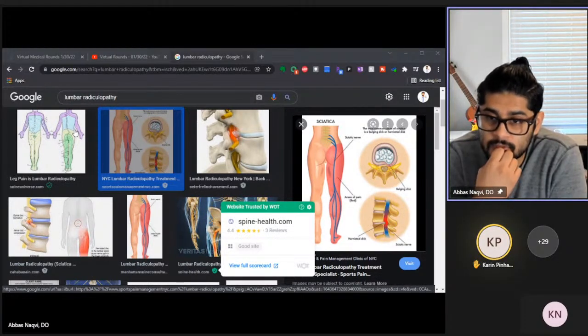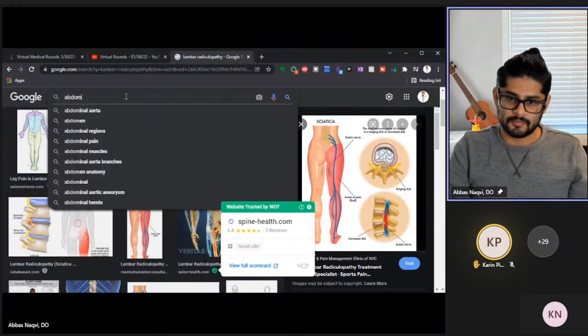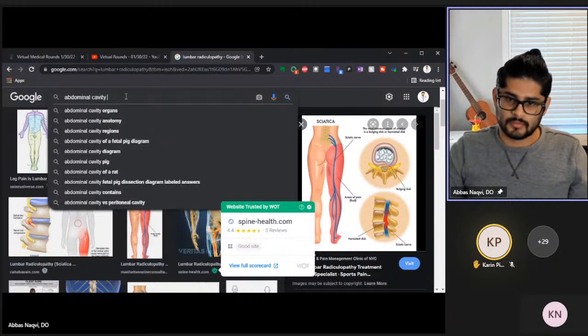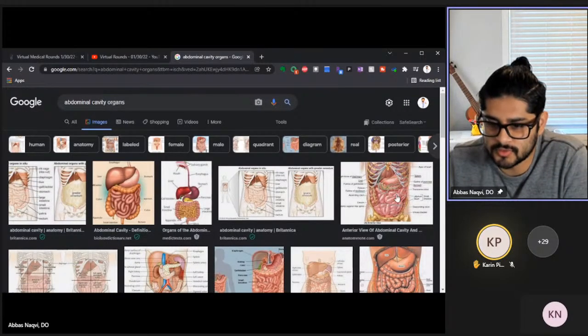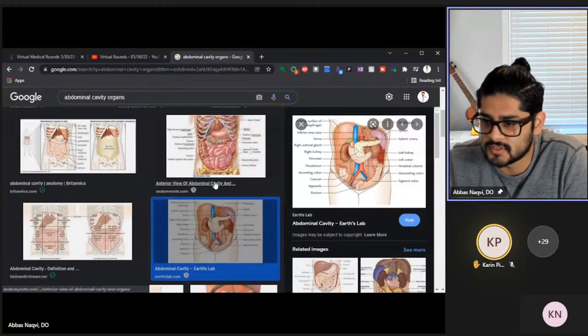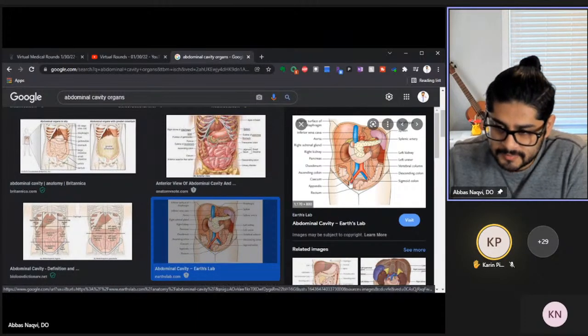Okay. So now we're going into the abdominal cavity, right? So let's go to abdominal cavity organs. Where's a good picture? All right, this one's a decent one. So you said kidneys over here in the back. Then you have your pancreas up here. It looks like your intestines are kind of coming all the way around, right?